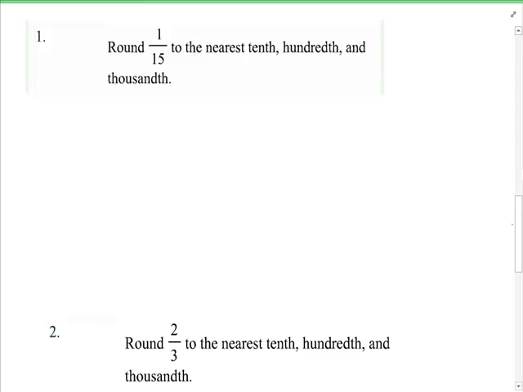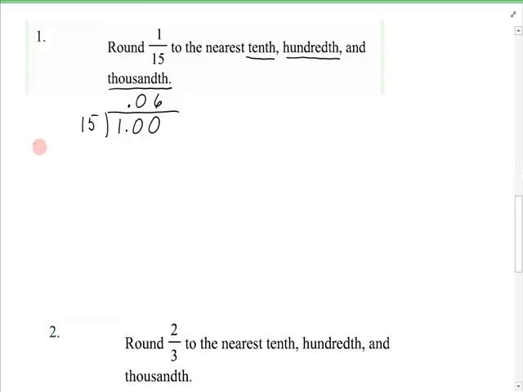Each one of these, I believe, is going to have 3 parts. It asks us to round to the nearest tenth, the nearest hundredth, and the nearest thousandth. So the first thing we need to do is establish what the quotient is. So I'll start out with 15 into 1.0. Well, 15 doesn't even go into 1. So I'm going to have to put a 0 and add another 0.